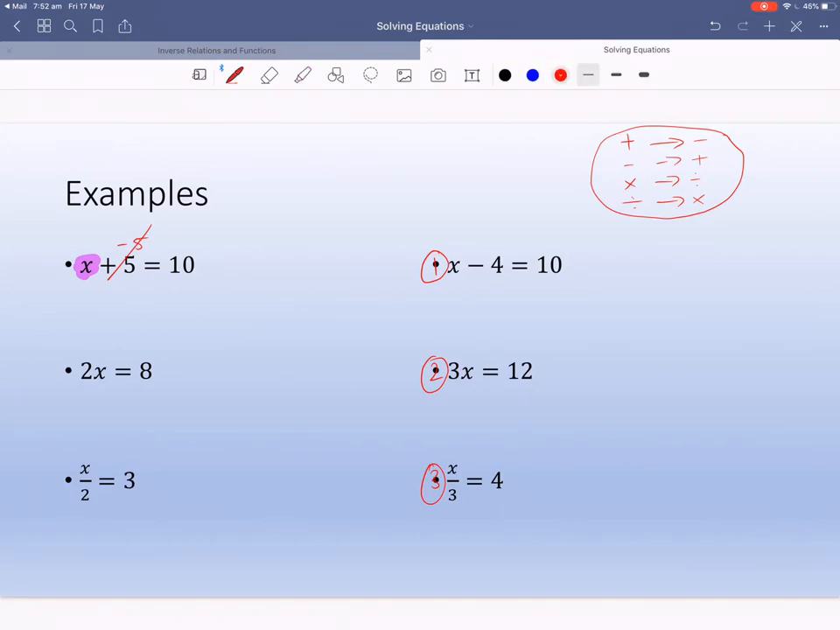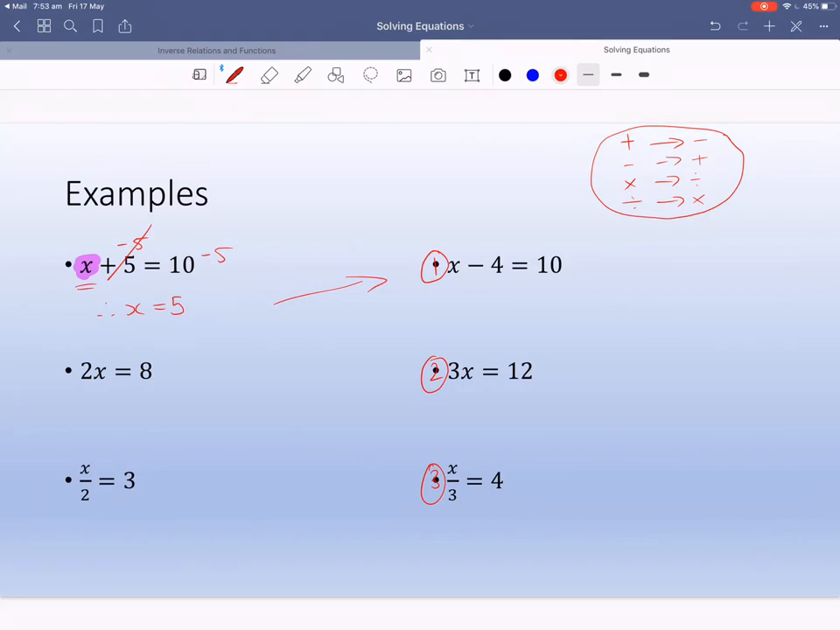But I can't just minus 5 to one side of the equal sign. I have to minus 5 from this side of the equal sign too. So x, which is the only thing left here, is equal to 10 minus 5, which is 5. I want you to pause the video and do that one for me.